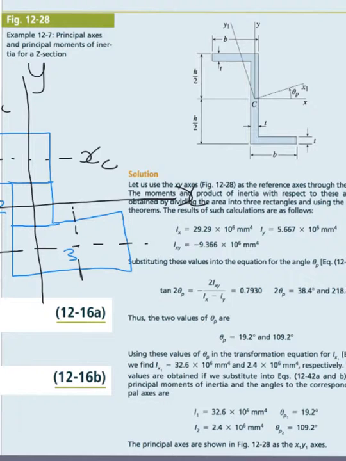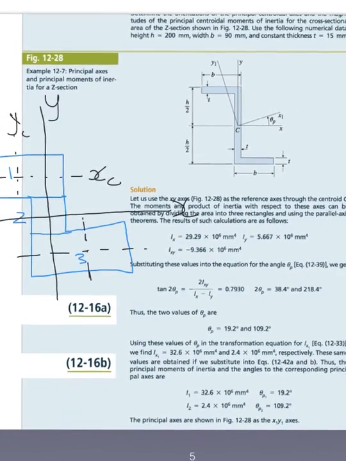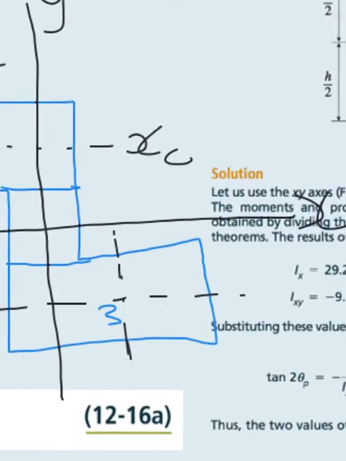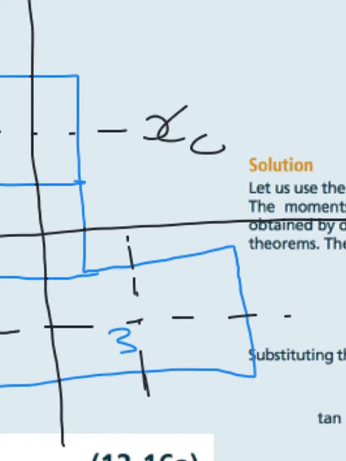And the important thing is that D1 is basically the distance between the local neutral axis, in this case IXC, and this global axis. I'm just going to indicate here quickly what D1 is. So it means from there to there. That is our D1.